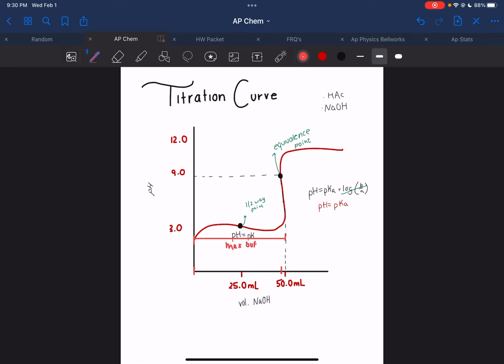And then after here, you see a rapid increase, and then it slows down. And this is because past the equivalence point, the concentration of, let's say, I'm just going to put OH as my base to show you guys, is going to exceed my acid. So now my pH becomes solely dependent on my base, and it's sort of like an extra step.